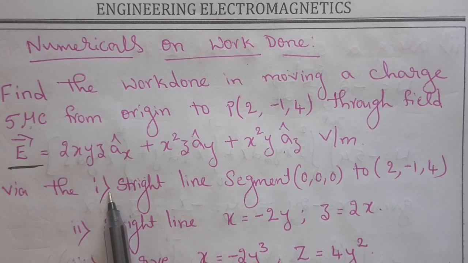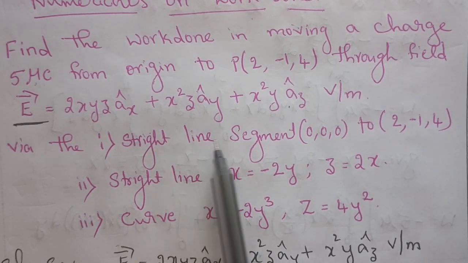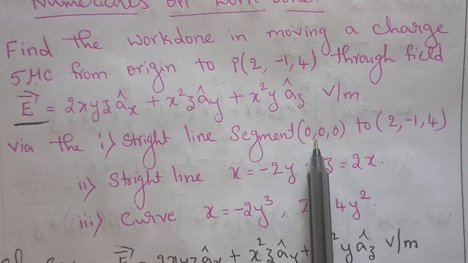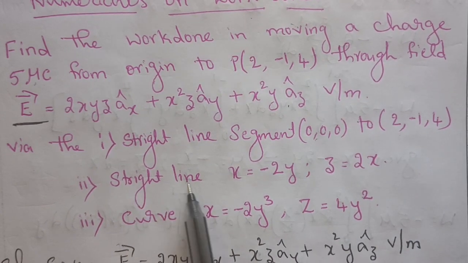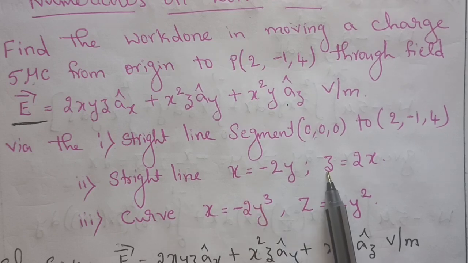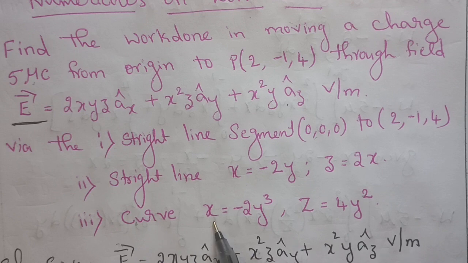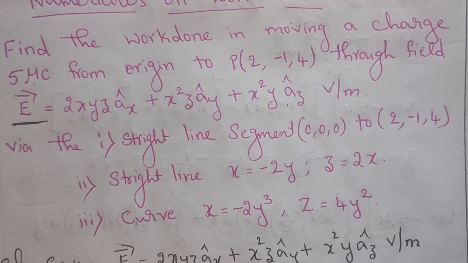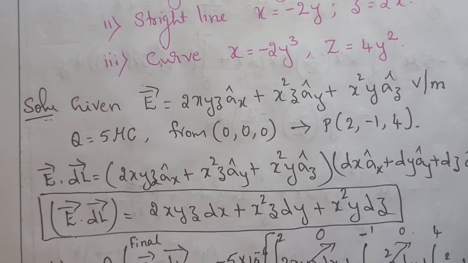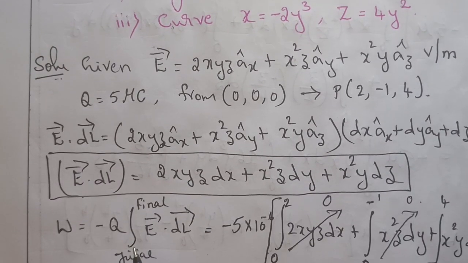And they have given three different types of paths. One is a straight line segment starting from the origin to the point mentioned, another is a straight line with x and z values given differently, and another is the curve x equals minus 2y cubed and z equals 4y squared.